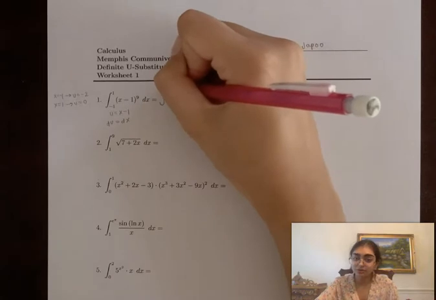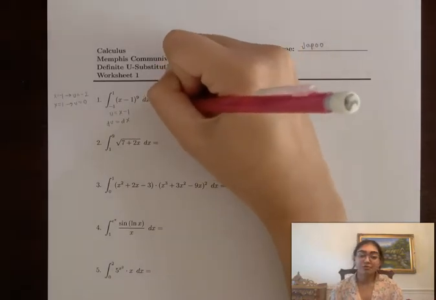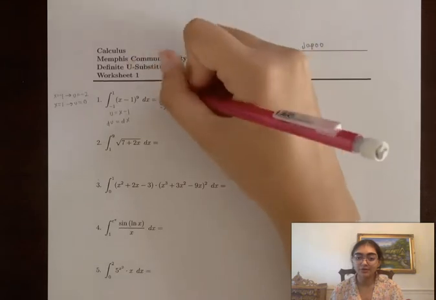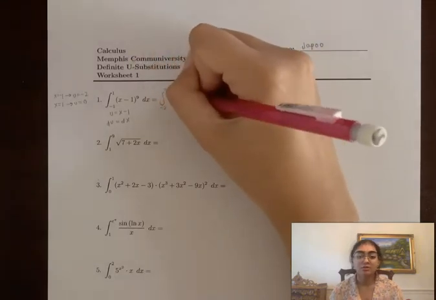So now we're writing our new integral. And as you can see, I've replaced the previous x values. I replaced the 1 and -1 with 0 and -2.